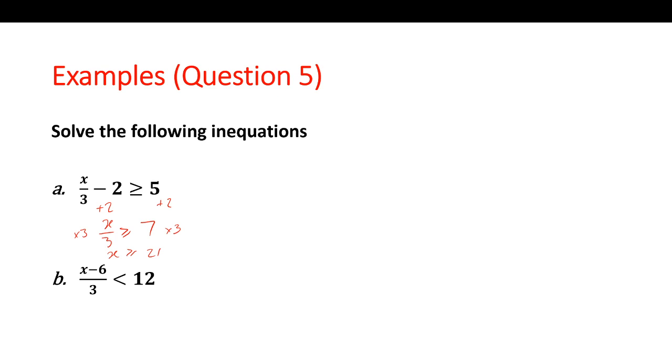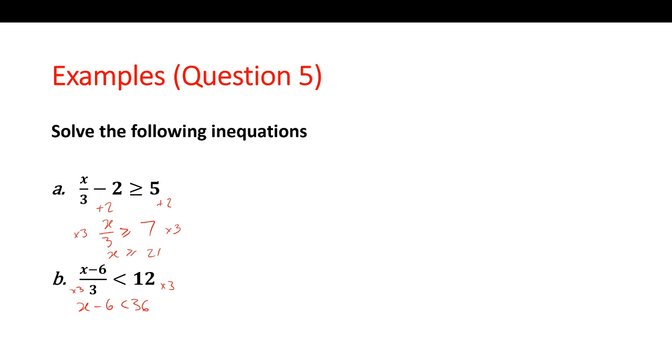So again, it's the same thing. We're going to start off with removing the bottom first. Whenever everything is on top of a fraction, the thing that you want to move first is the thing that's on the bottom. So we've got x minus 6, and that's all being divided by 3. The opposite of that is to times everything by 3. That leaves us with x minus 6 is less than 12 times 3, which is 36.